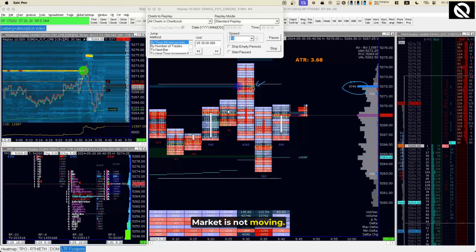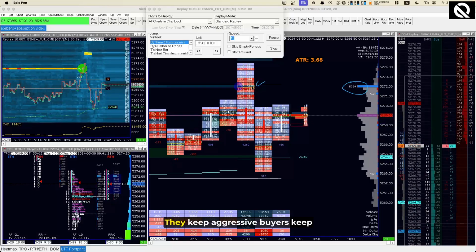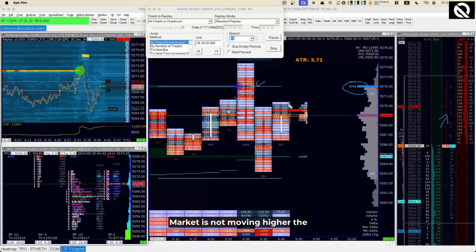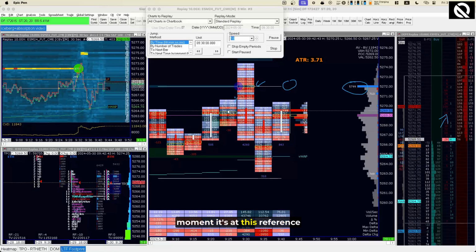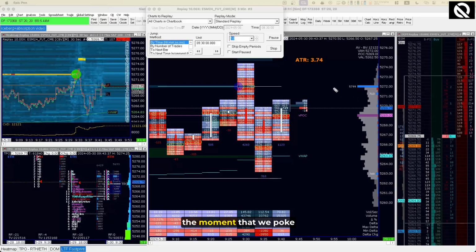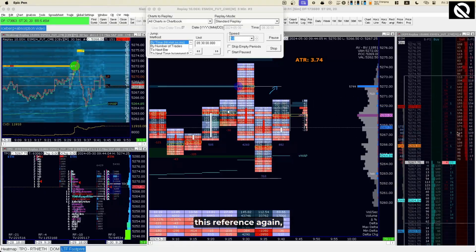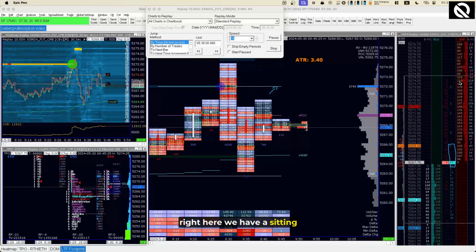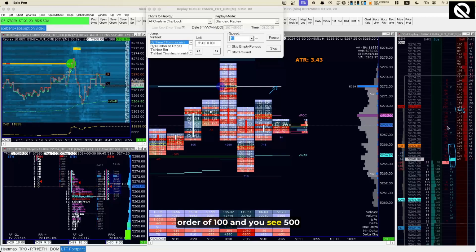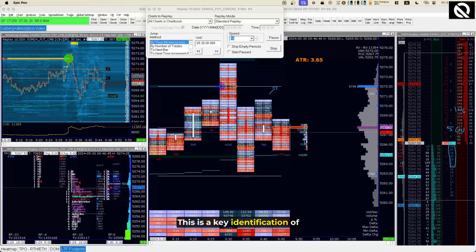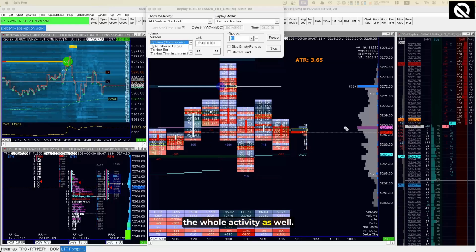Market is not moving. Aggressive buyers keep hitting the limit orders. Market is not moving higher the moment it touches this reference right here. So again, look, the moment that we poke this reference again, check out the pulling and stacking. When you see big numbers that make no sense, for example, right here we have a sitting order of 100 and you see 500 executed orders right here. This is a key identification of the whole activity as well.